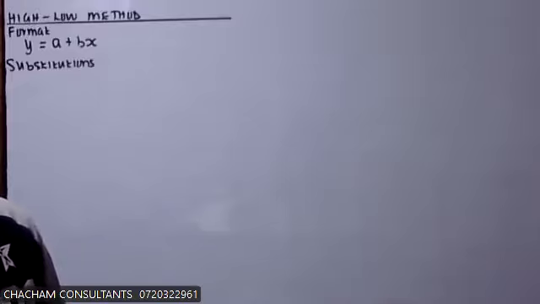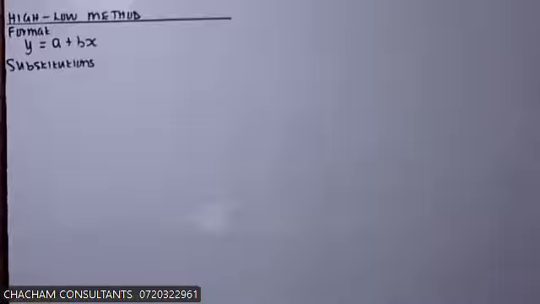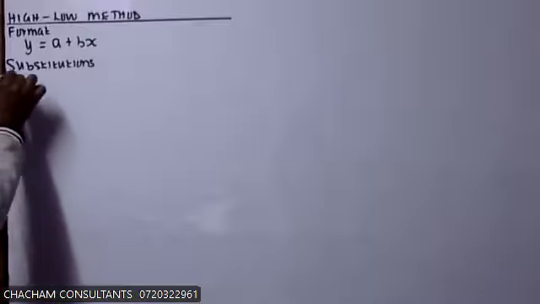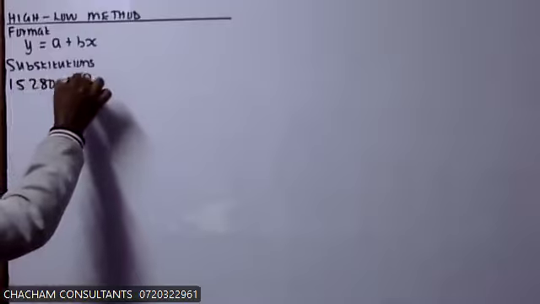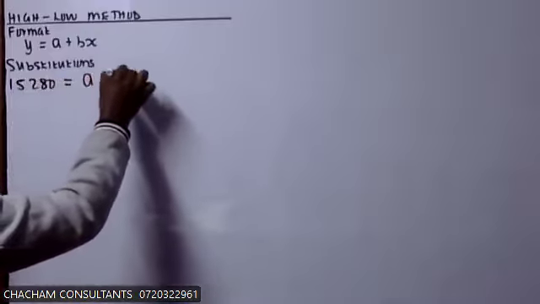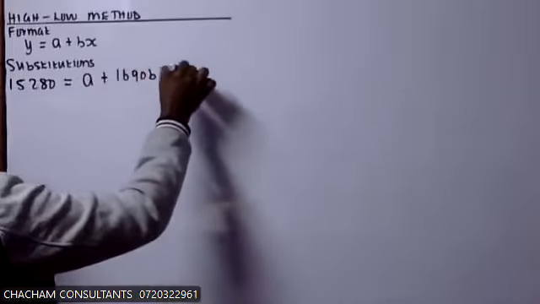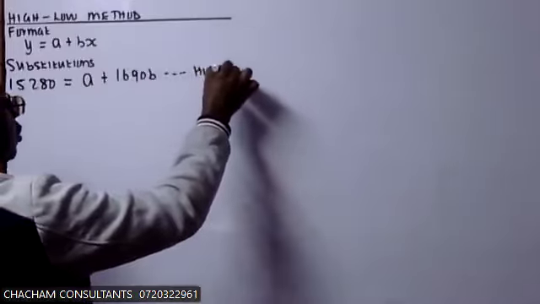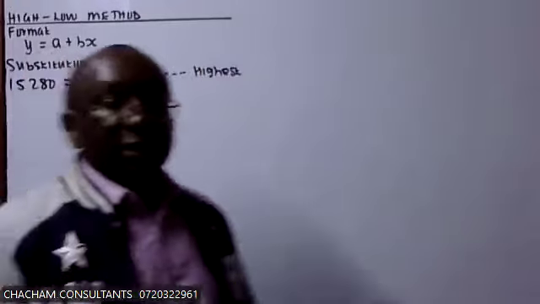When you look at those units, the highest of those units is 1690. And the cost of that is 15,280. So 15,280 equals A plus 1690B. And this is the highest.